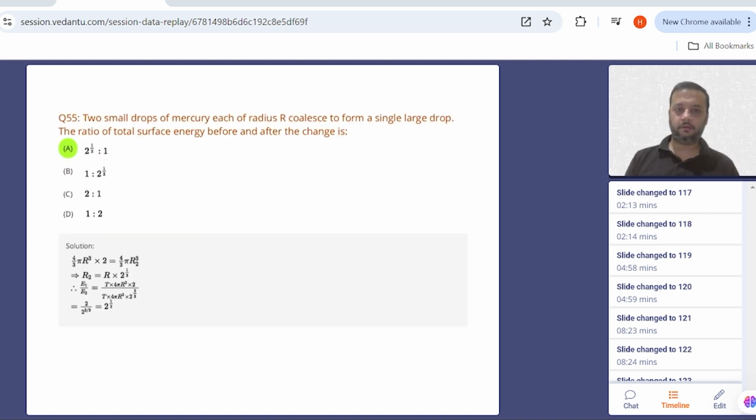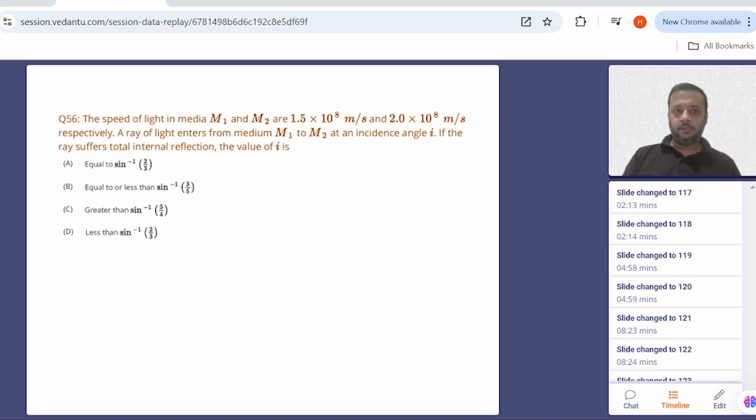Okay. The speeds of light in the media m1 and m2 are 1.5 into 10 to the power 8 and 2 into 10 to the power 8 respectively. A ray of light enters from medium m1 to m2 at an incidence angle I. The ray suffers total internal reflection. Then we have to comment upon the value of I.